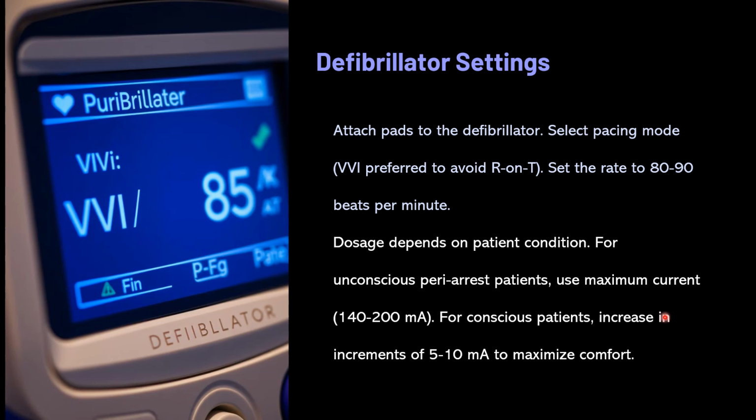If the patient is unconscious or pre-arrest, we can use the maximum current. The default current is 140 to 200 milliampere. And if the patient is conscious, we can start with the lowest current, increasing gradually by 5 to 10 milliampere until we maximize comfort, and the patient will not have any annoying or disturbing pain from this defibrillator.